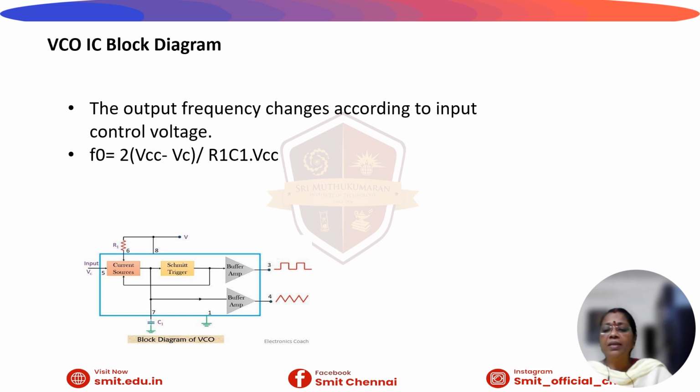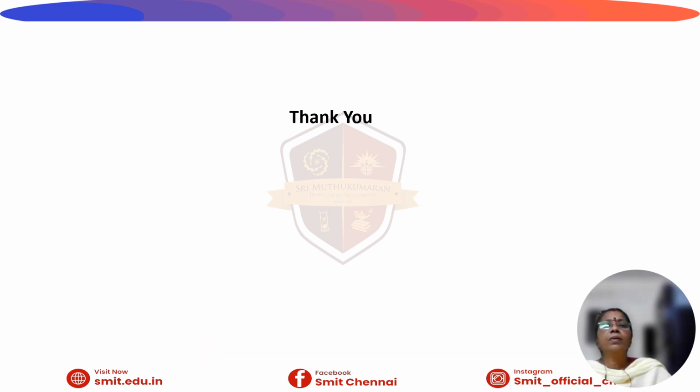Buffer amplifiers isolate the sensitive inner relaxation oscillator component from the external load. The buffer on pin 4 outputs the linear voltage ramp of the capacitor as a triangular wave. Thus, the frequency of the VCO is derived using the VCO IC, f0 in terms of the control voltage. The voltage to frequency transfer coefficient is the gain of the VCO.